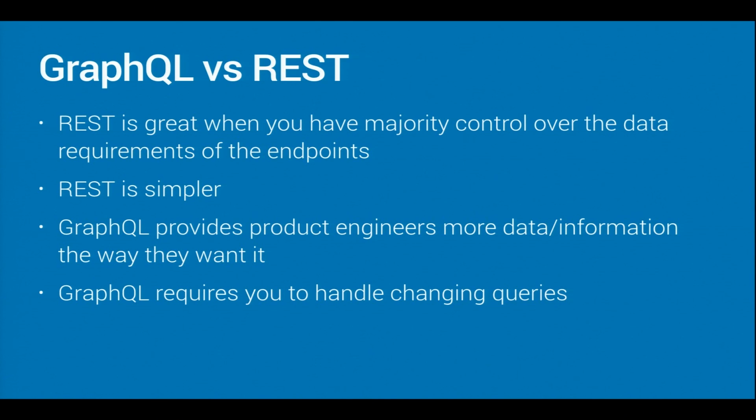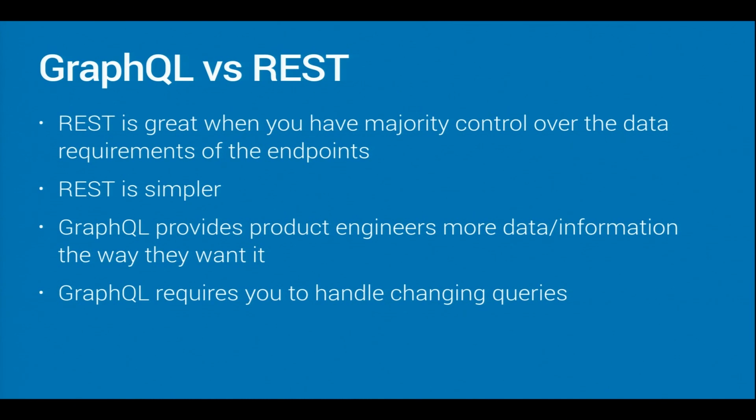REST is a ton simpler. Most every library can, given an object, render it to JSON, boom, you have like 80% of a REST API. With GraphQL, though, it does provide you more data, more information in the way that the audience wants it when you don't know how they want it.